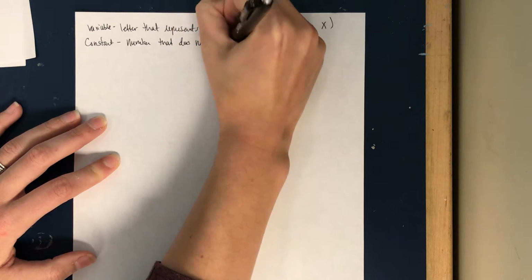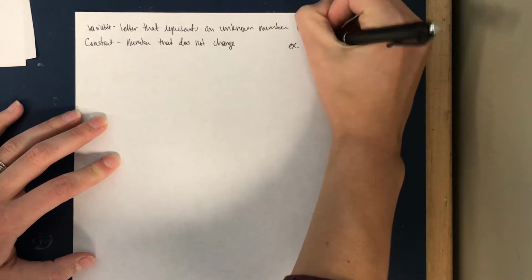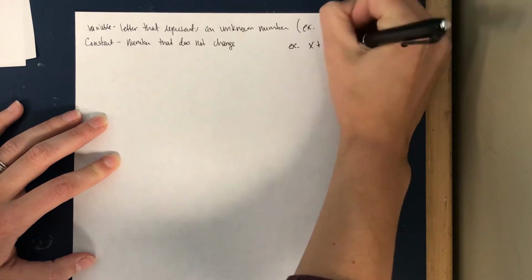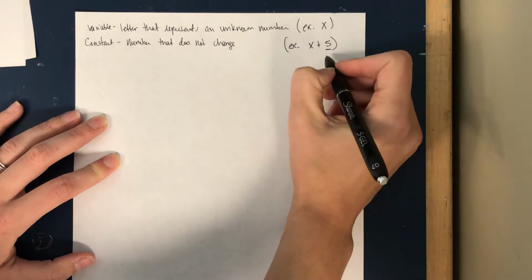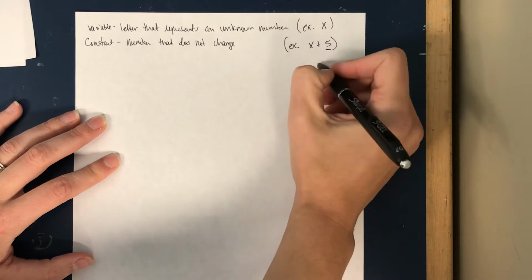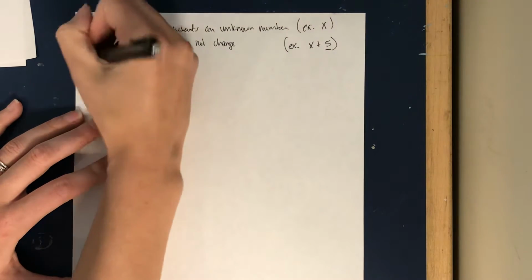All right, and in an expression, it looks like, for my example, let's say X plus 5. Your constant there is the number that's by itself. It's not going to change in the expression. That's it. It'll be a 5. That's your constant.